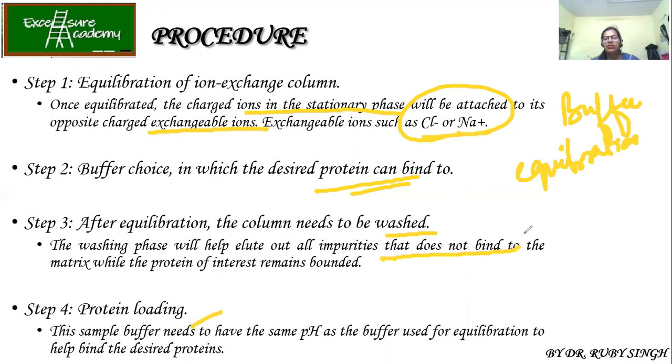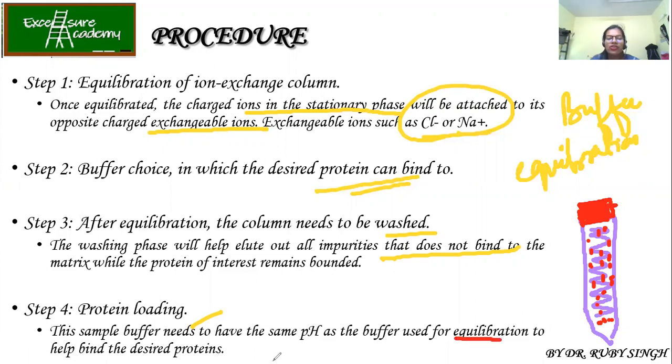Then protein loading. As mentioned before, you have got the column, and now it is filled with the matrix, equilibrated with the buffer. Now I'm going to add my protein. So I'm adding my protein. Slowly, what will happen? It will go down depending on its property. The sample buffer needs to have the same pH as the buffer used for equilibration to help the desired proteins to bind.